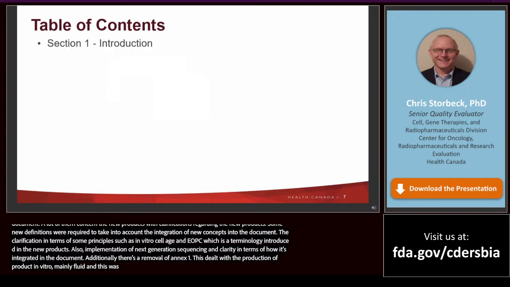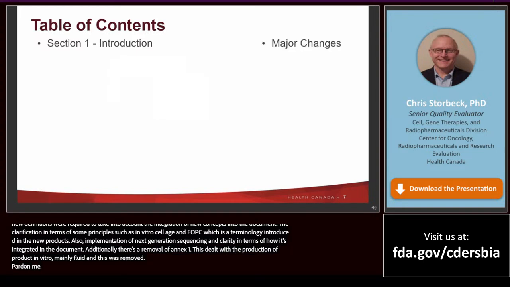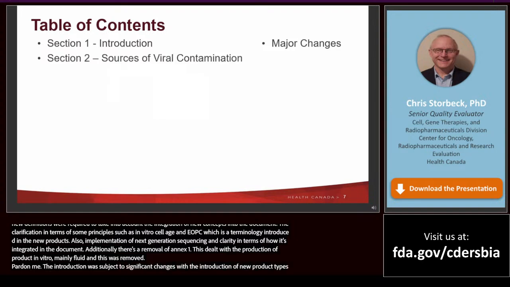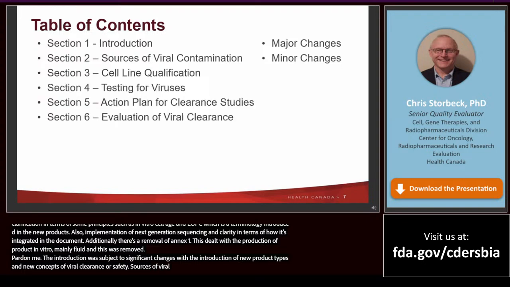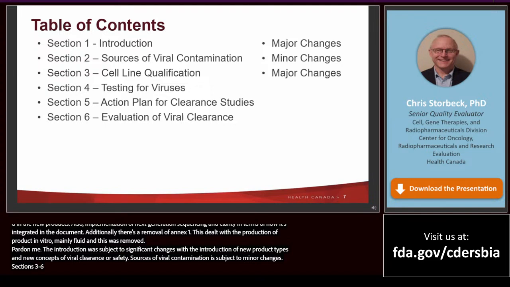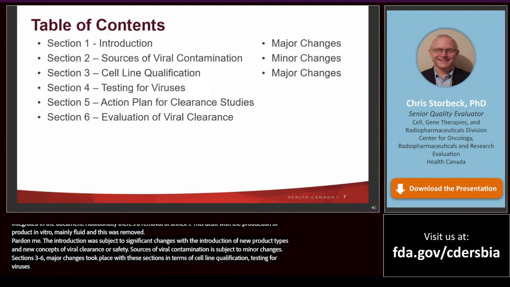In terms of the table of contents, the introduction was subject to some significant changes with the introduction of new product types and new concepts of viral clearance and viral safety. Sources of viral contamination was only subject to minor changes. Sections 3 through 6, major changes took place with these sections in terms of cell line qualification, testing for viruses, viral clearance studies, and evaluation of viral clearance.